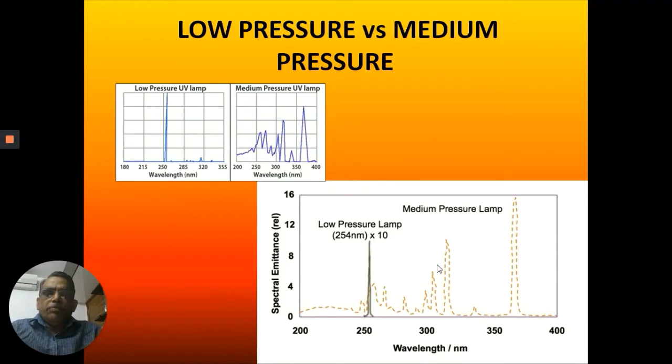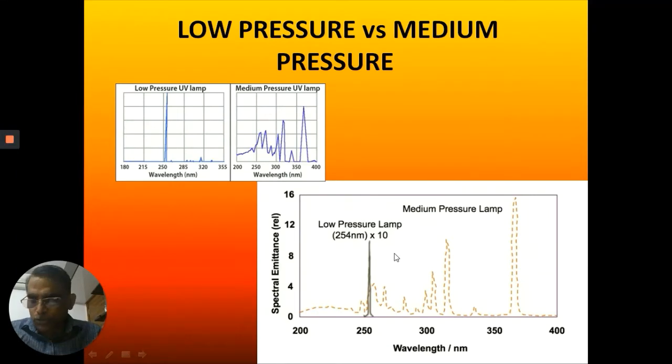Now, if you compare the spectral output of these two lamps, low pressure and medium pressure, you can see that the low pressure has the narrow line, almost a single line at 254 nanometer. You also have other very weak lines at 365 and in the visible region. If you look at the medium pressure, they are more intense. In fact, these signals are multiplied 10 times, meaning the line intensities are amplified and given for the sake of comparison. But otherwise, the mercury lamps give you more intensity when compared to the low pressure lamp.